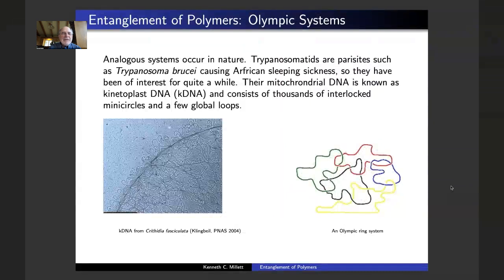It's a parasite that causes sleeping sickness and has a collection of lots of little circles and then a few big circles. How this all occurs has been of interest to people for quite a while because of the disease dimension of all this. There are some images here. I got one from a paper that I've cited from 2004. But this was known quite a ways back, and how this occurs and what are the characteristics of the structure, that's what caught my attention.